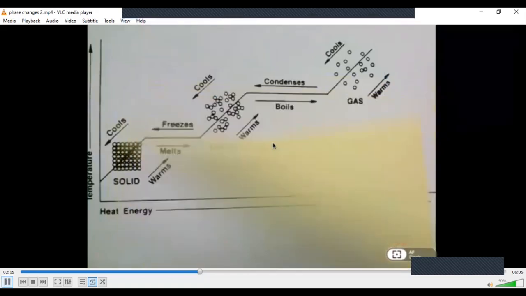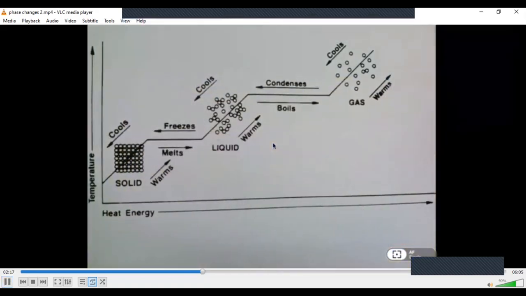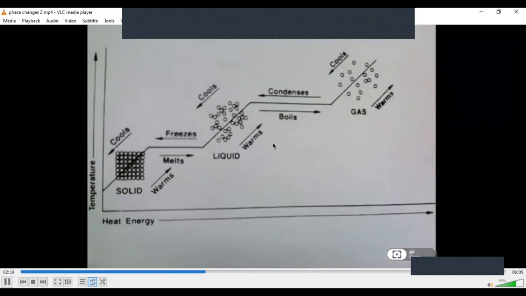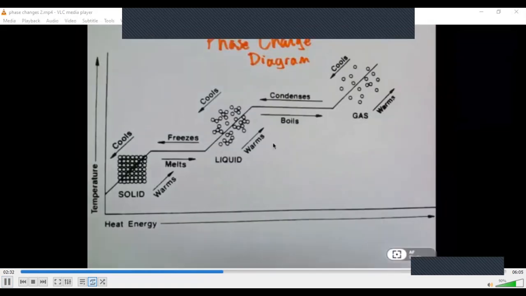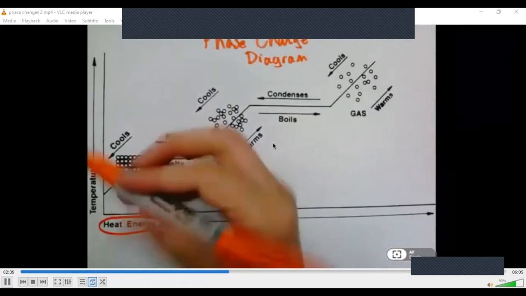Our states of matter. Now we need to look at something that you'll see later on. This is what's called a phase change diagram or graph. And this shows us what happens with matter as we increase the amount of heat energy and what happens to the temperature, respectively.